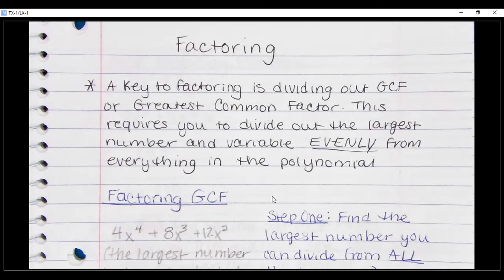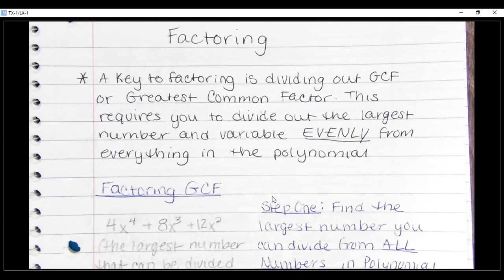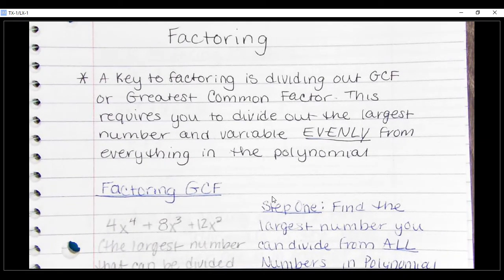Hey everyone, welcome to your crash course in factoring. Now, factoring has a lot to it, and we do not have that much time left in the year to learn it. So, this is all the information at once. So, just bear with me, I know you can do it.